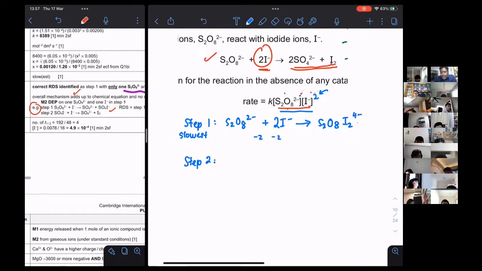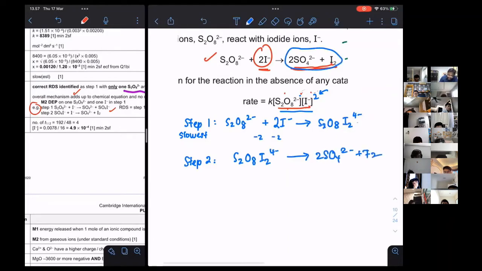Okay, and then I need to eliminate this intermediate. So S2O8 I2 4 minus is going to give me what? Because I need to get this, the product. So no need to think so much. You just put in. When you add these two, they are going to give you the equation that we want.